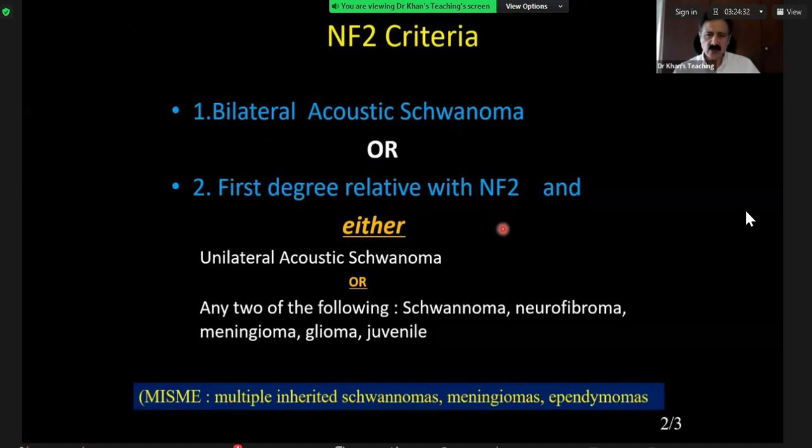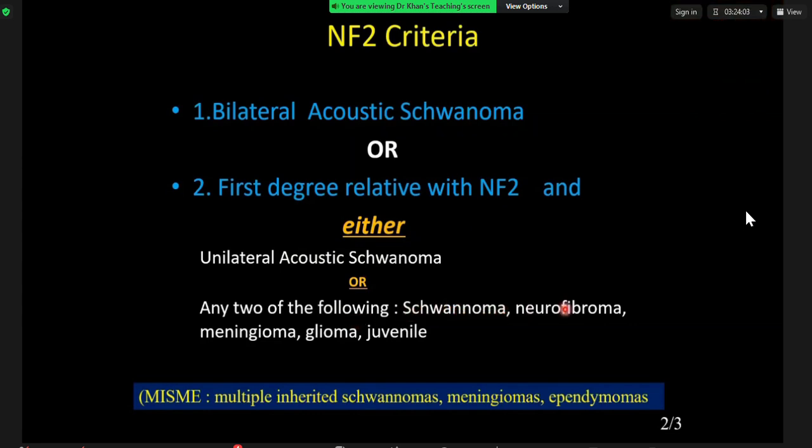So I'll show you the MR shortly, but first of all, let's revise the concept of NF2. Now, the definition of NF2 is bilateral acoustic schwannomas. If a patient has got bilateral acoustic schwannomas, the definition is met, and we just call it NF2. Or there can be a first degree relative with NF2 and either a unilateral acoustic schwannoma or any two of the following. What are the any two? They can be schwannomas, neurofibromas, meningiomas, gliomas, particularly ependymomas.